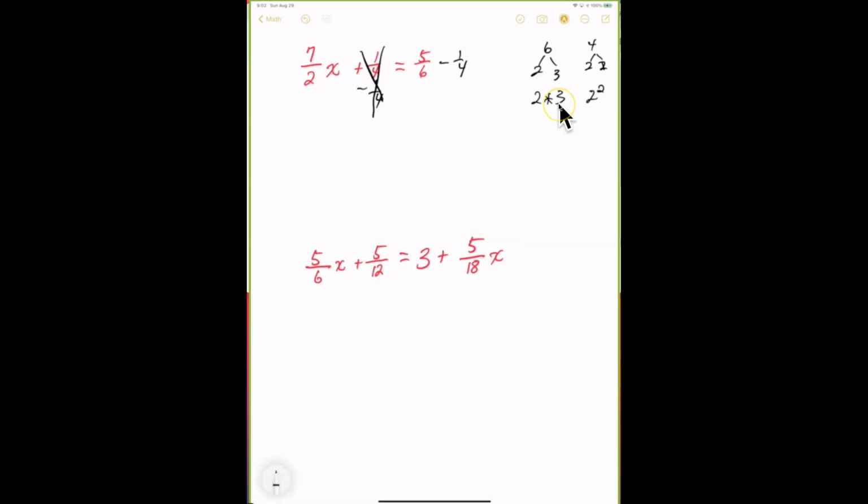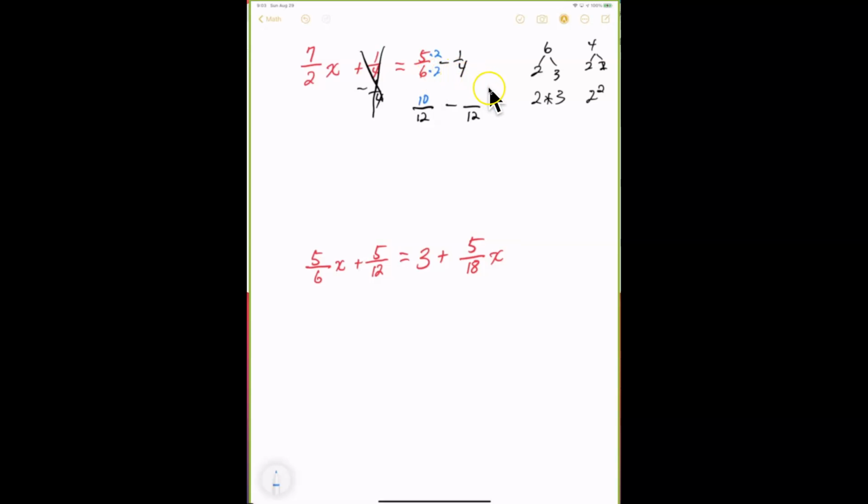3 times 2 squared. 2 squared is 4, times 3 is 12. So 12 will be a good number for us. We have something over 12 minus something else over 12. And in order to increase, what do we multiply 6 by to get 12? We multiply that by 2. So we multiply the top and the bottom of this fraction by 2. We get 2 times 5, that's 10. So 5/6 is equal to 10/12, and then 6 times 2 would be 12, right?